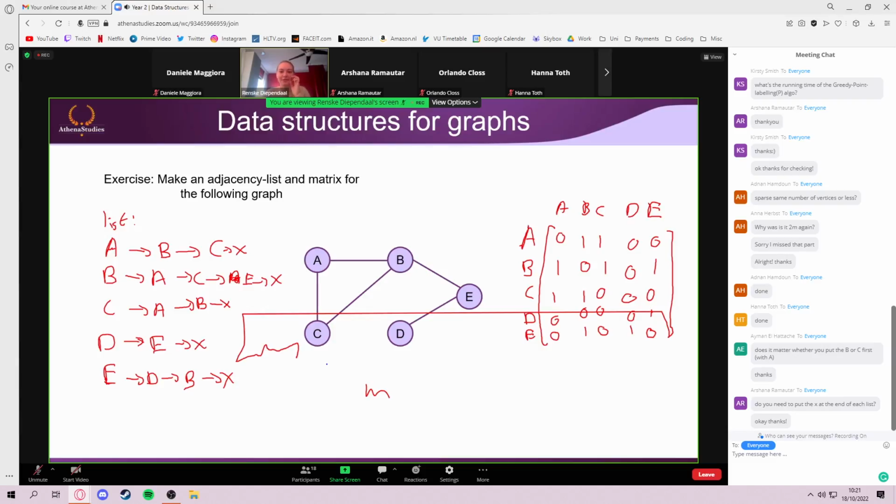All right, so this is my matrix and my list. Any more questions on this?